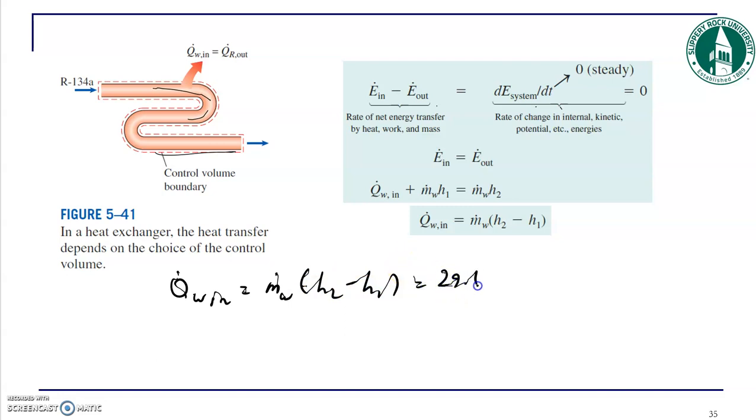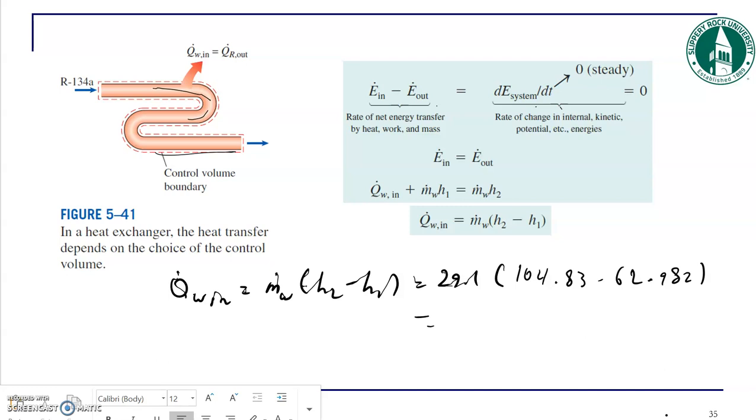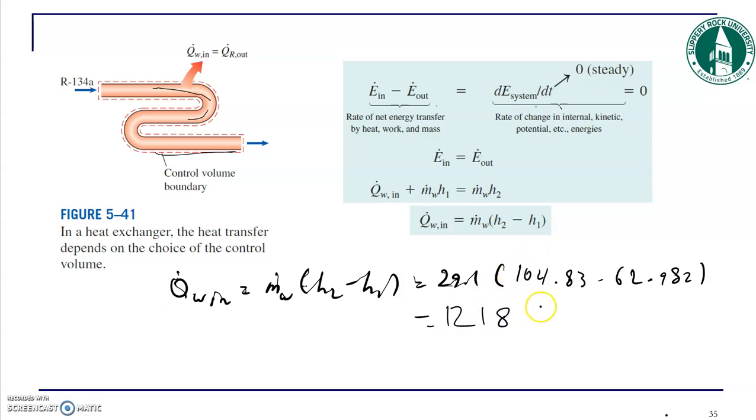We already found 29.1 for the water. And the difference between enthalpies is, sorry, this pen is not working correctly. 29.1 times 104.83 minus 62.982. If you multiply these numbers, you get 1218 kilojoule per minute. So this is what you're going to get.